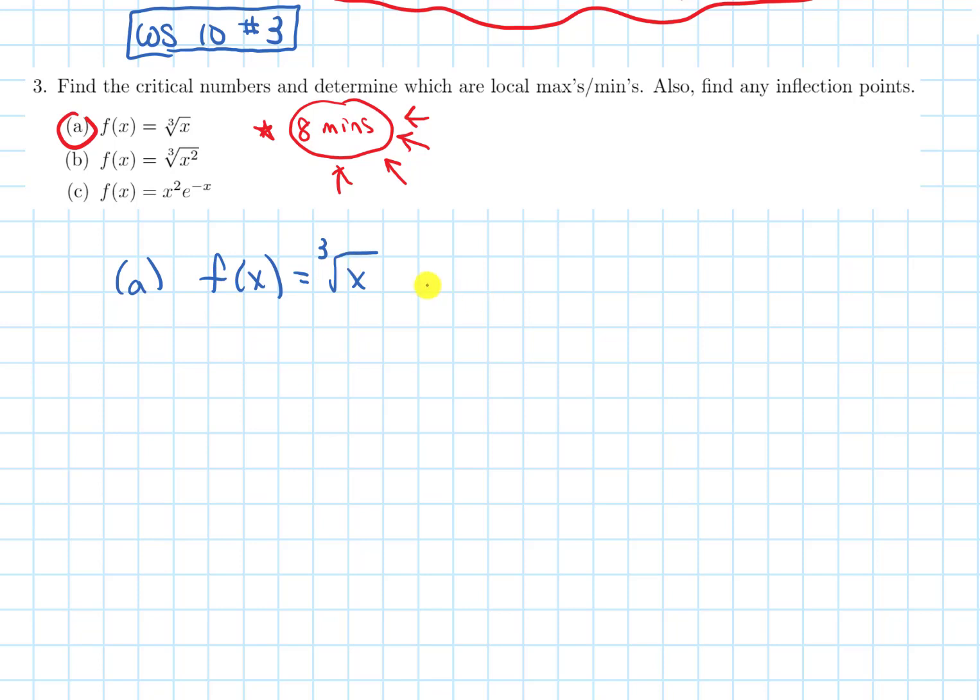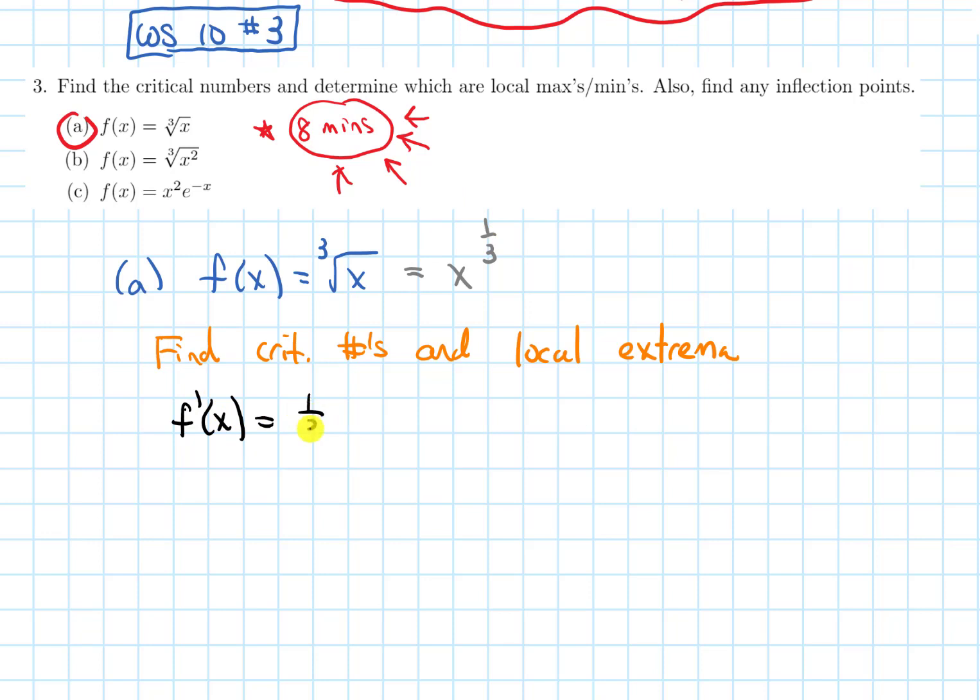So let's begin by rewriting this function as x to the 1/3 so we can take the derivative. And let's first find the critical numbers and local extrema. So critical numbers and local extreme points. All right, so we will need to take the derivative. Okay, so this is just power rule. The 1/3 comes down, and I'll get 1/3 x to the negative 2/3.